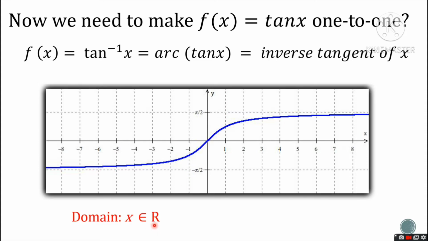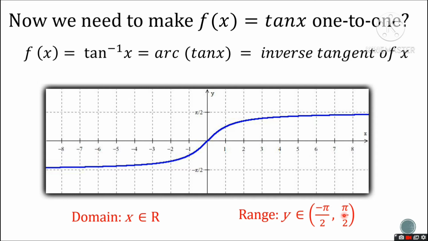The domain is the whole set of real numbers, right? x can take any real value, but y can take any value between minus pi by 2 to pi by 2.